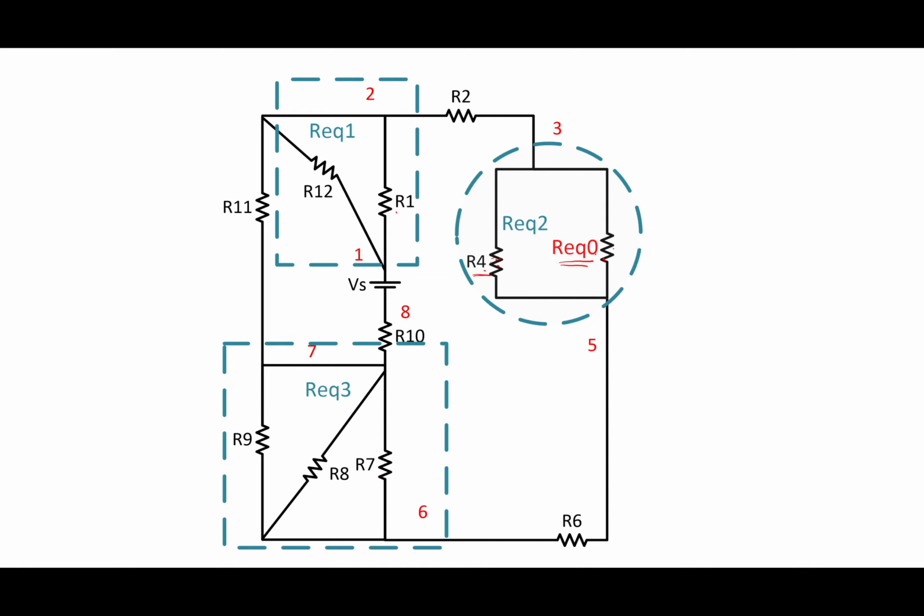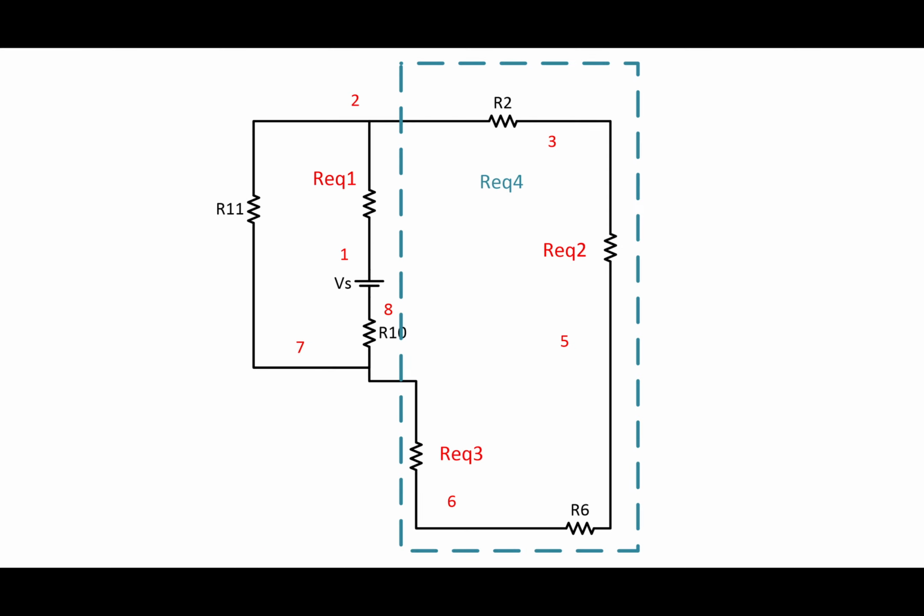I will replace these two resistors with a single equivalent resistor. I will replace these two resistors with another equivalent resistor here, and I will replace these three with an equivalent resistor, and look at the circuit and see what I can simplify more. And as you see, here is R1, here is R3, R2.